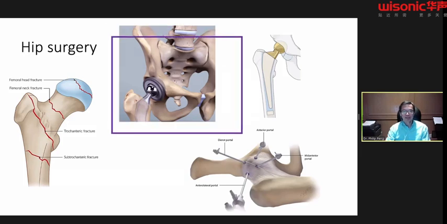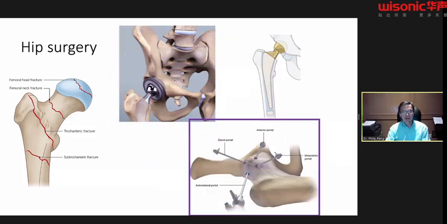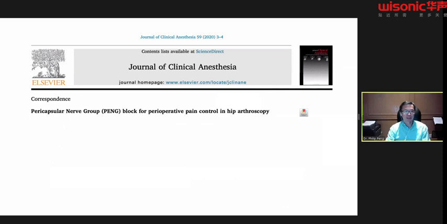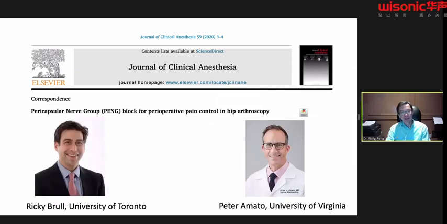All right, so what about hip arthroscopy? We don't have this yet, but there are some studies showing it's very promising. My colleague Ricky Brew has an RCT with big numbers on hip arthroscopy, and at the University of Virginia they also have a big number. They published an abstract, and it's very promising. So again, the big RCT for hip arthroscopy is in the pipeline.